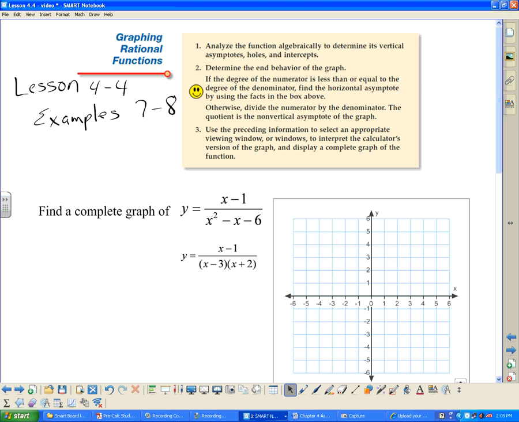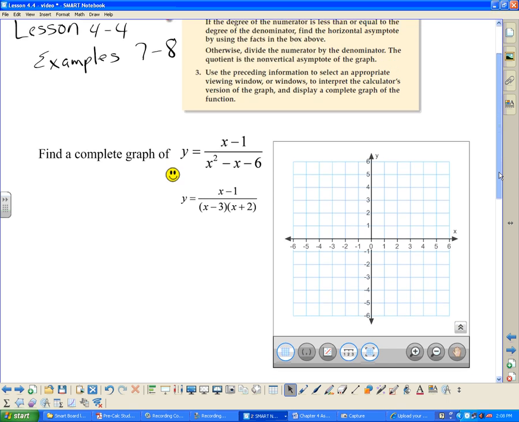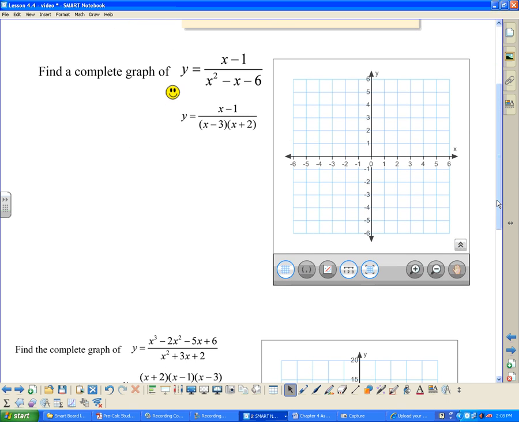If the degree of the numerator is equal to or less than the degree of the denominator, we get a horizontal asymptote, and otherwise we'll get a different type of asymptote. And then we're going to use that information to graph. So here's our first function we're going to work with: y equals x minus 1 over x squared minus x minus 6. And the first thing you're always going to want to do is to factor the polynomial first, of this rational function.